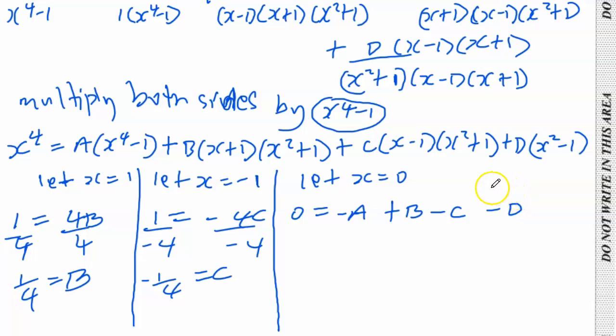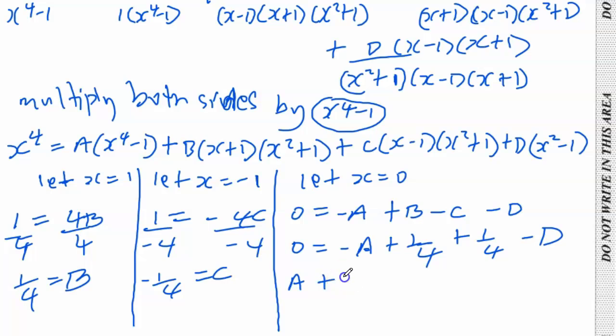Now remember, we know the values of b and c. So we have 0 equal to minus a. The value of b is a quarter, so plus a quarter. The value of c is minus a quarter, so minus c is again positive quarter. Minus d. Alright, so now let me put the a and the d on the left hand side. So we'll end up with a plus d is equal to a quarter and a quarter. That's a half. So a plus d is a half. Alright, that's one equation.